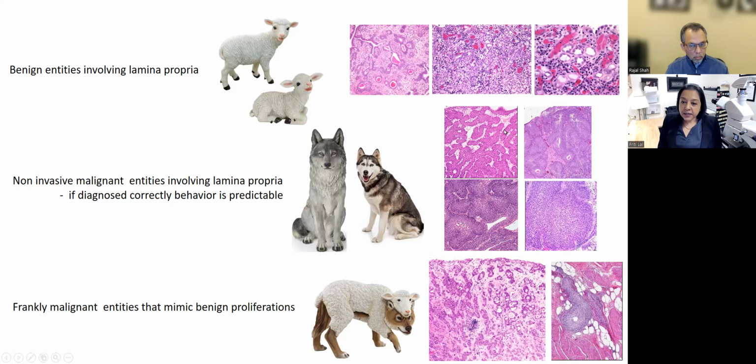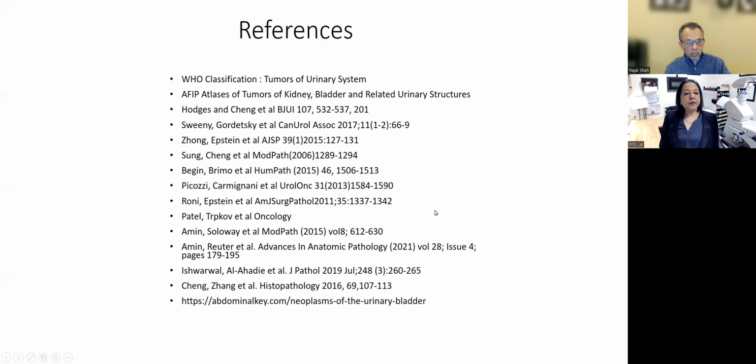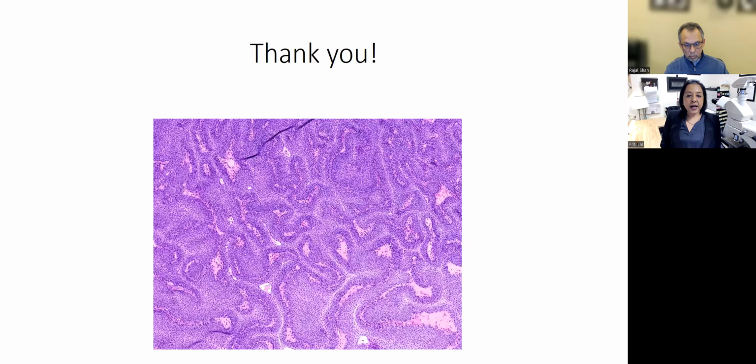And amongst the inverted growth patterns, we have to learn to recognize the indolent behavior of inverted papilloma versus the more aggressive behavior of PUNLMP, and the aggressive behavior or recurrent nature of low-grade and high-grade papillary urothelial carcinomas. With that, I'll end this lecture. These are all the references that I used, and thank you very much for your attention.